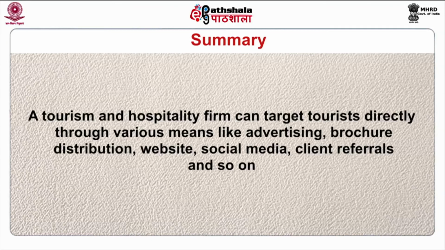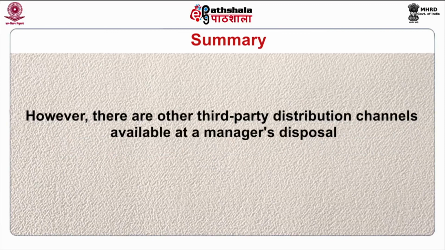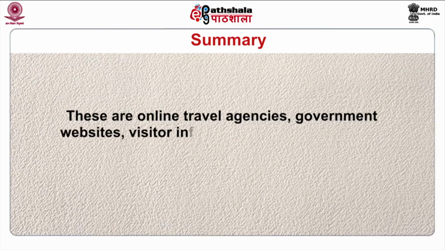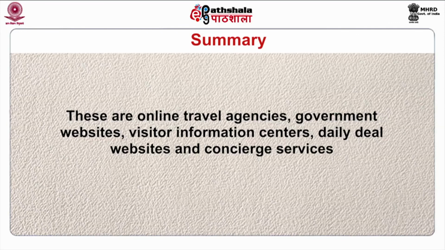The traditional distribution chain in the tourism and hospitality industry includes retail travel agents, tour wholesalers, and inbound tour operators. A tourism and hospitality firm can target tourists directly through various means like advertising, brochure distribution, websites, social media, client referrals, and so on. However, there are other third-party distribution channels available at a manager's disposal. These are online travel agencies, government websites, visitor information centers, daily deal websites, and concierge services.